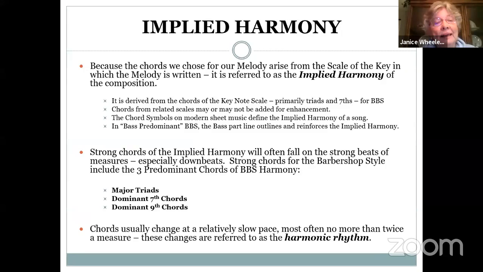In bass predominant barbershops, the bass part line outlines and reinforces the implied harmony. Strong chords of the implied harmony will often fall on the strong beats of measures, especially the downbeat. And we learned previously that strong chords for the barbershop style include those 3 predominant chords of barbershop harmony: the major triads, the dominant 7th chord, and the dominant 9th chord. One more thing about implied harmony, the rate at which the chords change is usually slow. Most often no more than twice a measure, and these changes are referred to as the harmonic rhythm of the implied harmony.